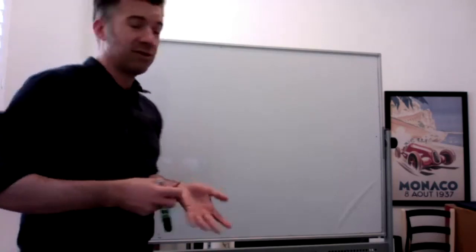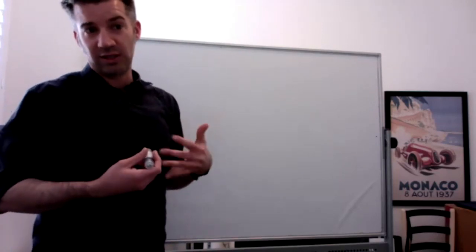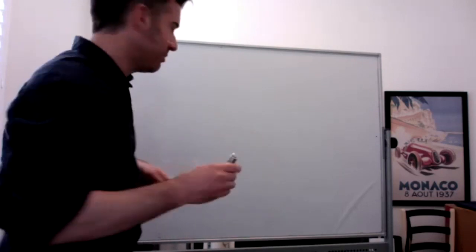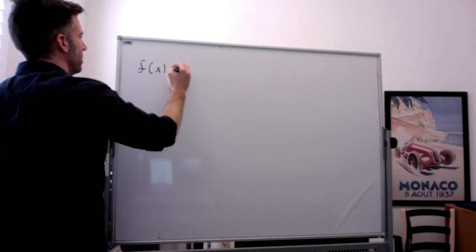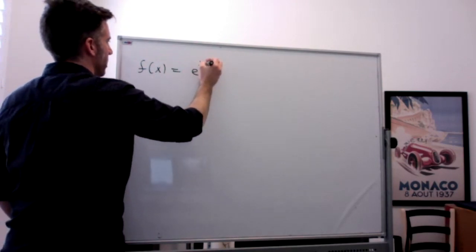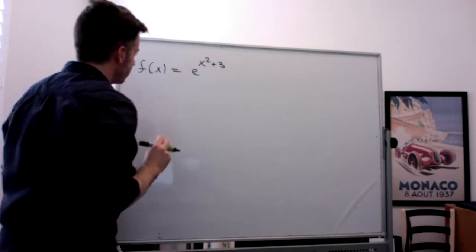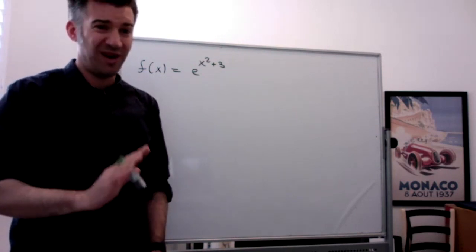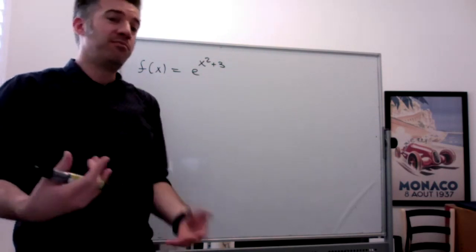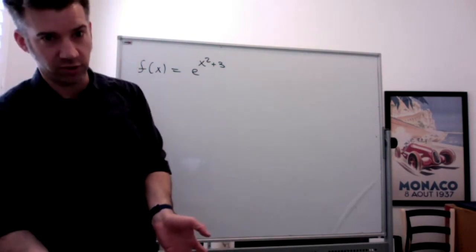So let's talk about how to differentiate functions that have e as a base. Something like f of x equals e to the x squared plus 3. So here's the idea. Every derivative you know how to do has the basic version of it and the chain rule version of it.